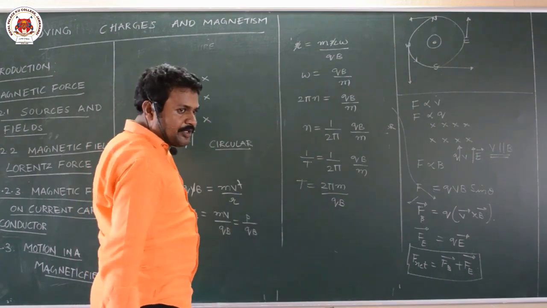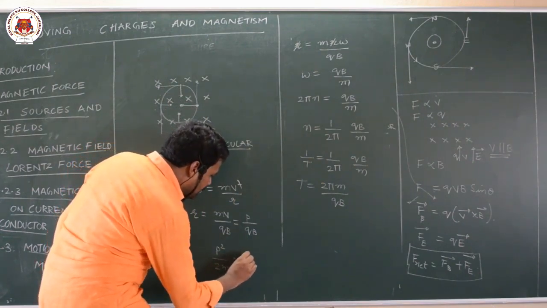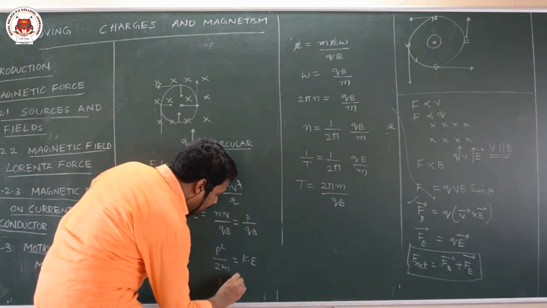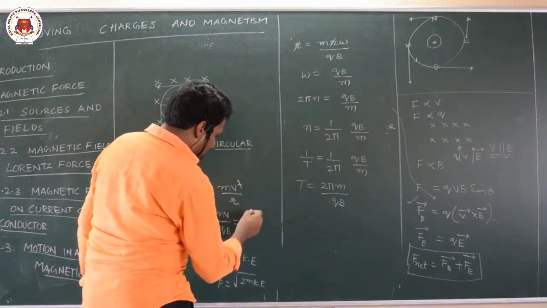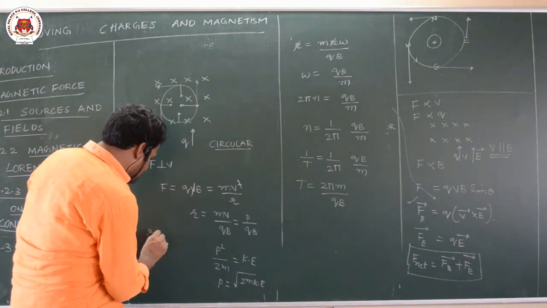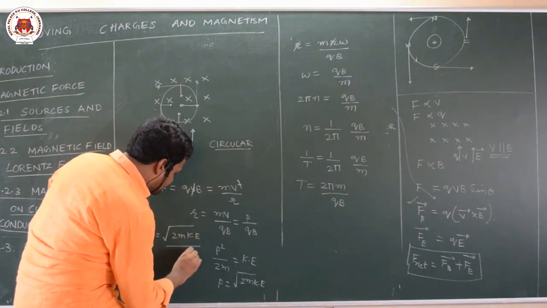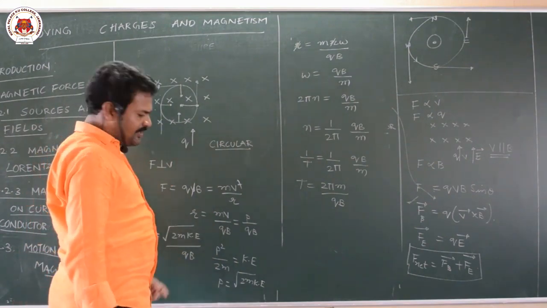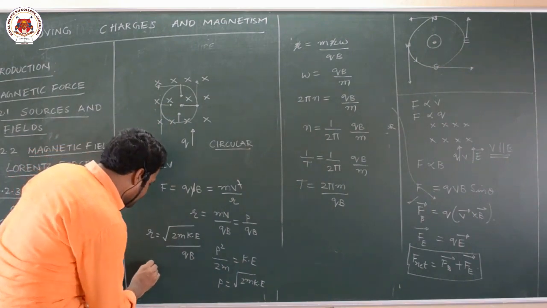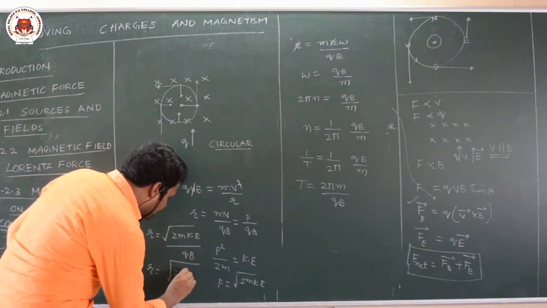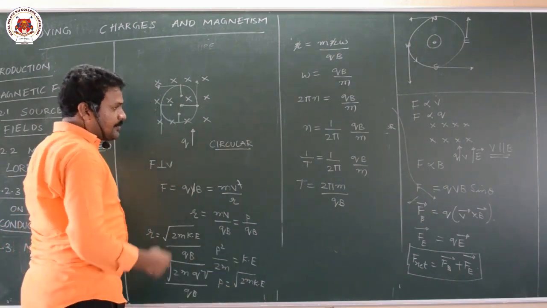And momentum is equal to under root of 2 m ke, since p square by 2 m is equal to kinetic energy. So p can be written as under root of 2 m ke, and r can be written as under root of 2 m ke divided by qb. If it is electrical kinetic energy, we can write it as q into potential difference. So r can be written as under root of 2 m q into potential difference divided by qb. Okay, this is the condition.